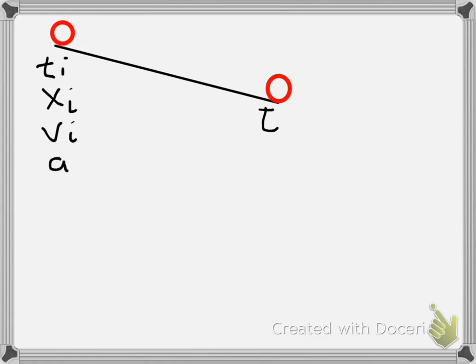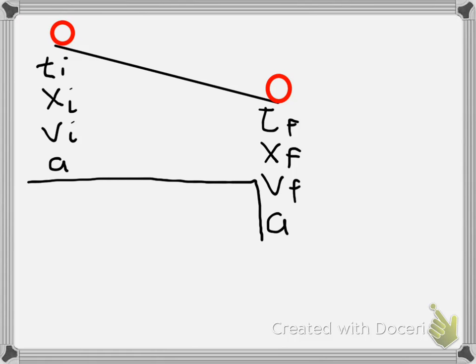And then at some time later, I've got a final time, and I've got a final position, and I've got a final velocity, and again I have an acceleration. So now I've drawn the problem to the best of my ability. I've labeled everything that I could possibly know, so now I'm going to go make a chart. So I'll do that down here. Hopefully I have enough room.